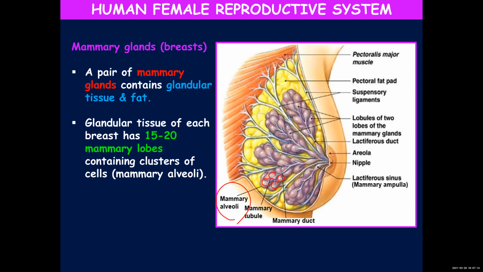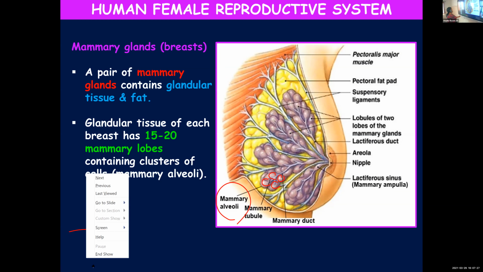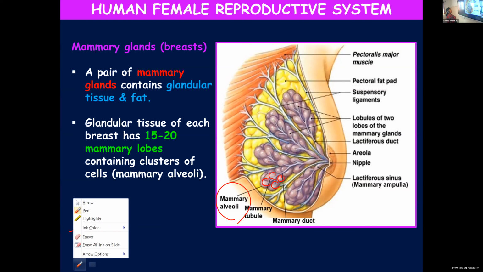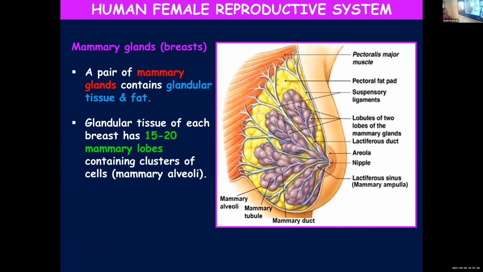Exchange of gases. It is at the alveoli that the exchange of gases takes place in the lungs. Here, mammary alveoli are present, and they are concerned with the secretion of milk. Once again, I'll repeat. Mammary glands are made up of glandular tissue and fat, and the glandular tissue consists of 15 to 20 mammary lobes.